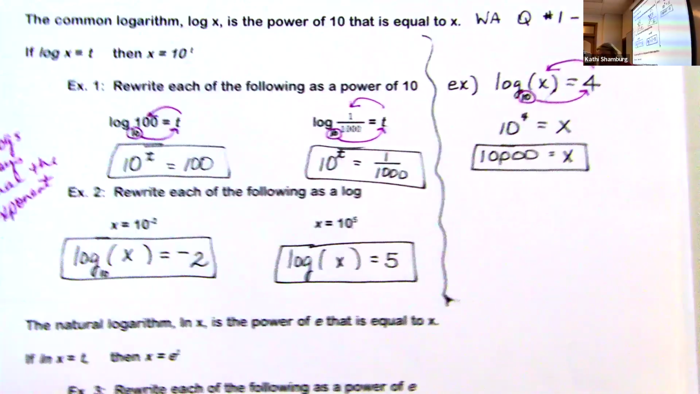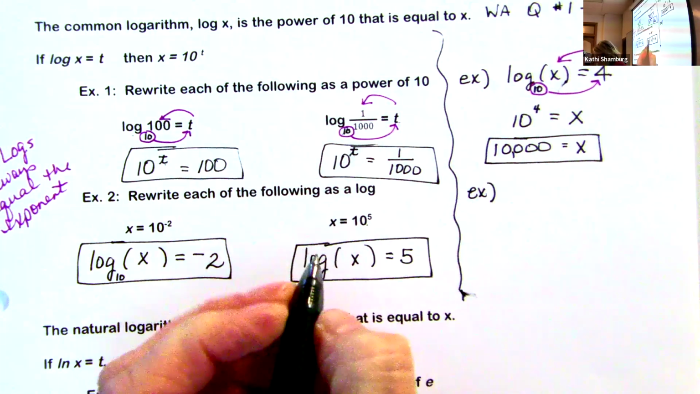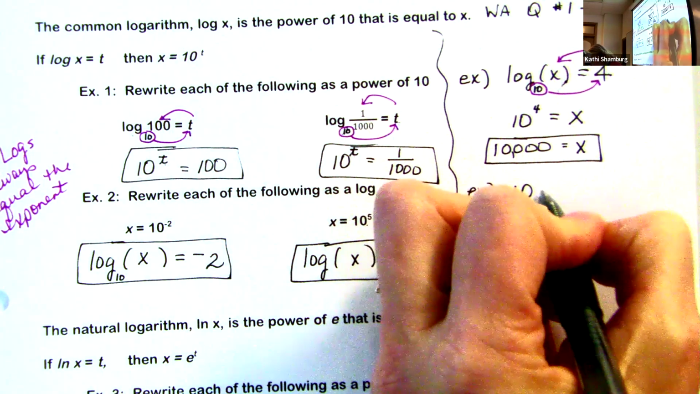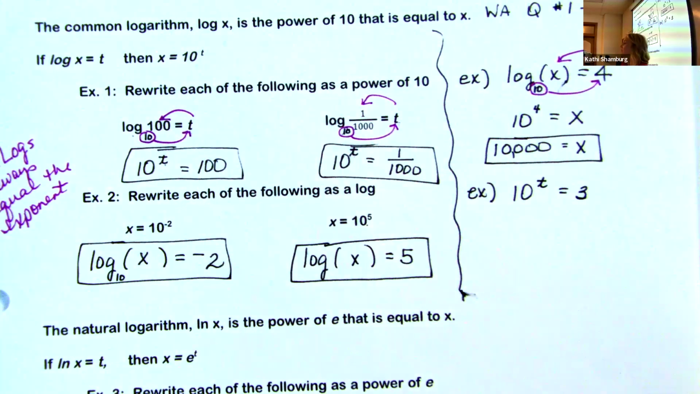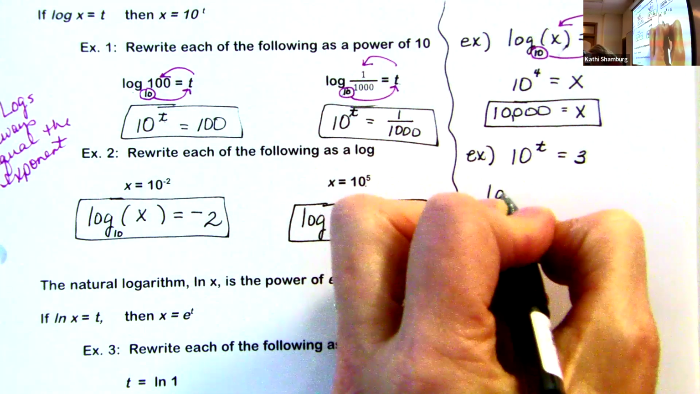All right, then an example that starts out with the exponential. So let's say we have 10 to the t equals 3. Well, I know 10 to the 0 is 1, 10 to the first power is 10. I have no idea 10 to what power is 3. So I'm going to see if I can rewrite it as a log and if that would be helpful because it's base 10, so I can rewrite it as a log.